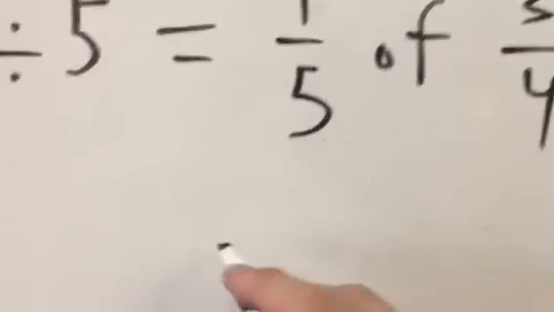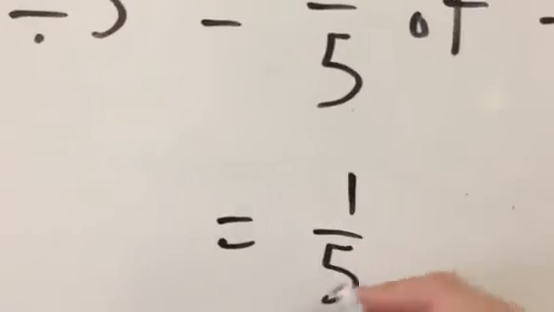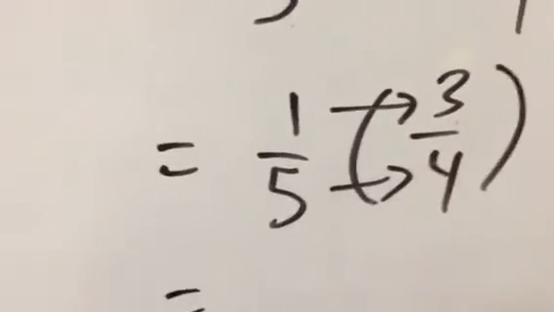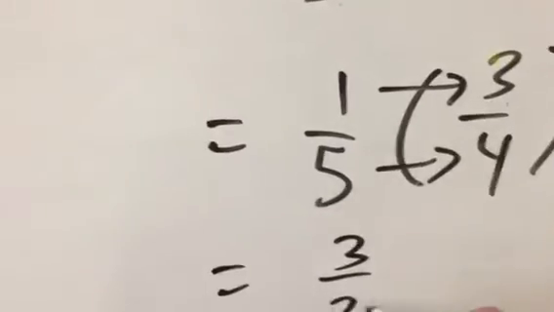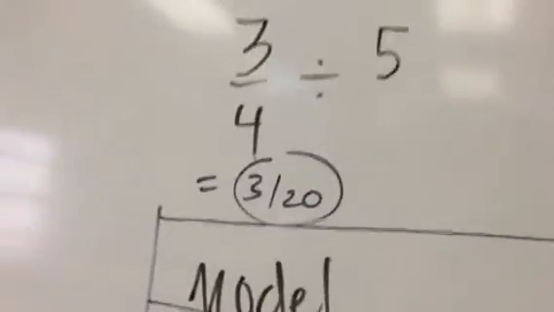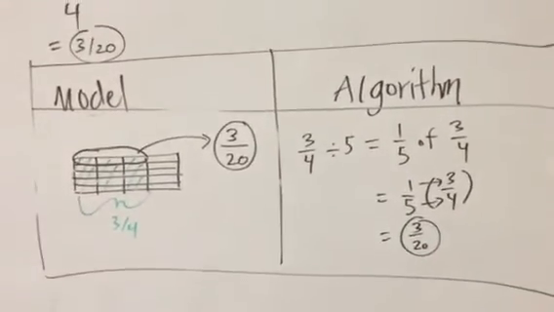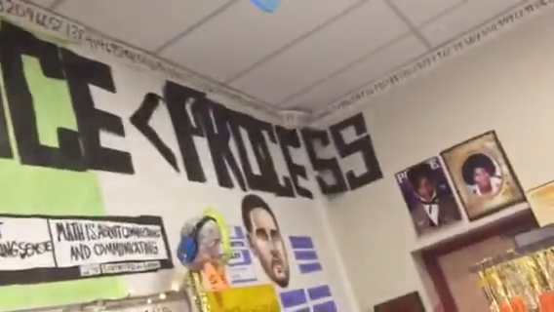That's what I get. And what does "of" mean in math? Of means times. And we multiply across here to get 3/20, which is the same answer from the model. And that's what it looks like. A little bit of effort, a little bit of process. We're going to get that fraction intelligence.